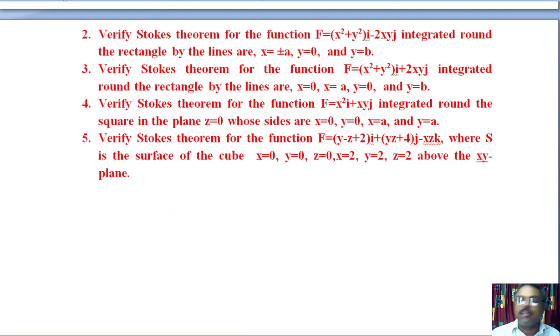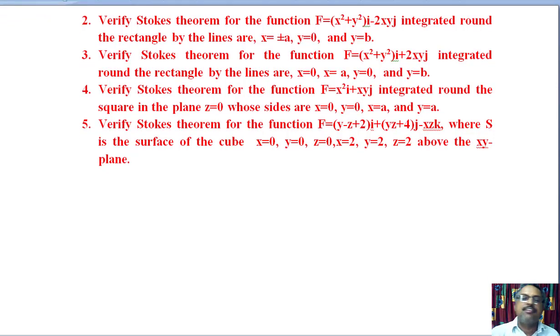Next we will discuss another question. Just copy this question, we will discuss it in the next class. Verify Stokes theorem for the function. All are similar questions. Here a rectangle is given, and here the lines are different. Here a square is given, here a square cube is given. We will discuss all these similar questions later. Just try it, take it as homework, otherwise we will discuss it in the next class.